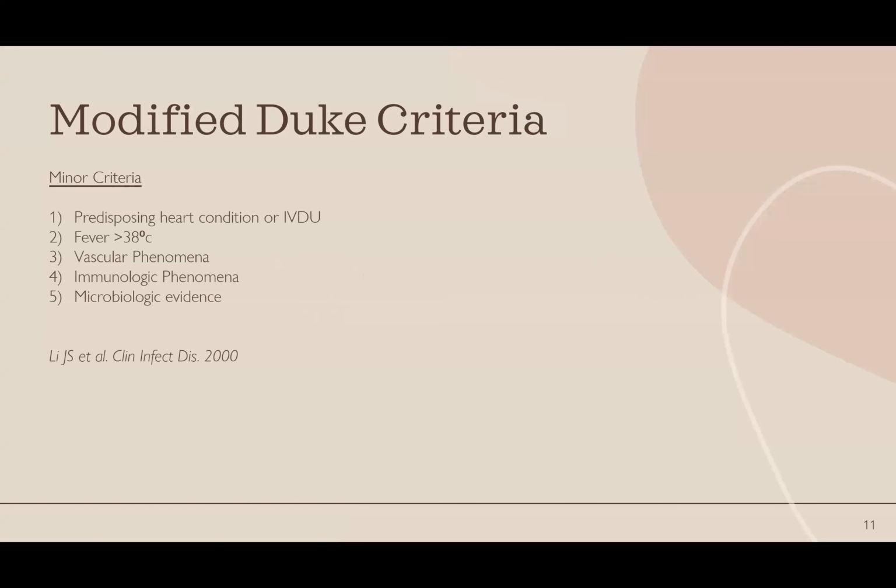In terms of the minor criteria, the first one is predisposing heart condition or intravenous drug use, a fever more than 38 degrees, the presence of vascular phenomena, which includes major arterial emboli, septic pulmonary infarcts, the presence of mycotic aneurysms, intracranial hemorrhage, conjunctival hemorrhage, and Janeway lesions. The presence of immunologic phenomena, which includes glomerulonephritis, Osler nodes, Roth spots, and rheumatoid factor positivity. And then lastly, microbiological evidence, which is a positive blood culture not meeting the major criteria.